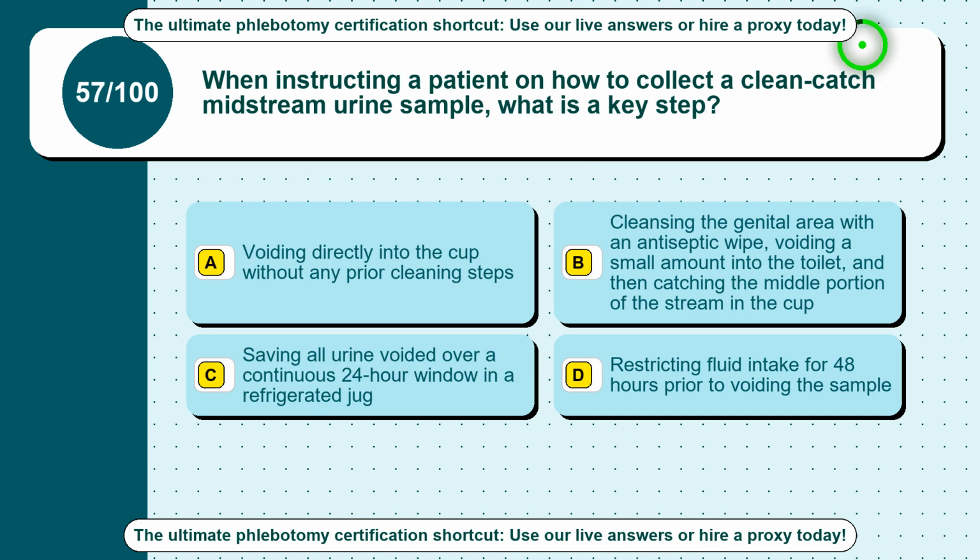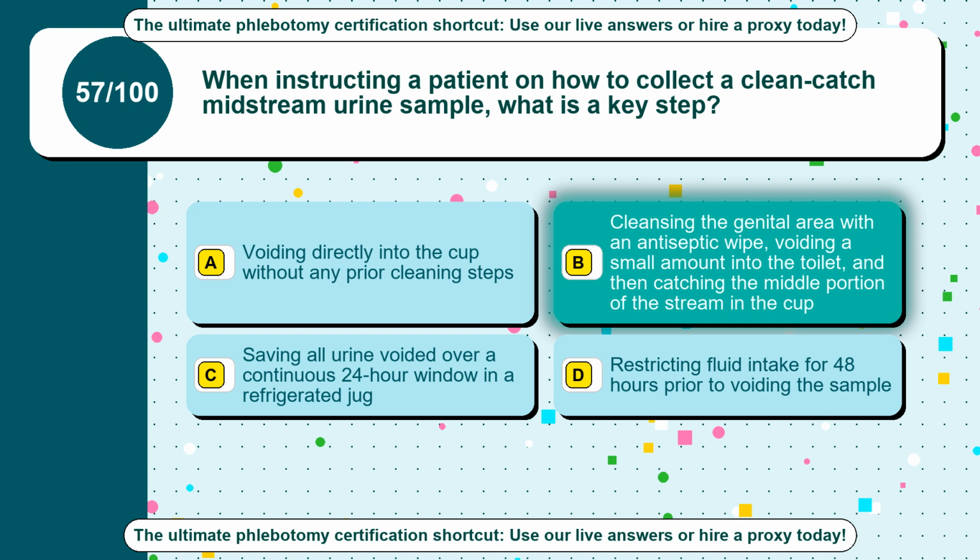Question 57. When instructing a patient on how to collect a clean catch midstream urine sample, what is a key step? Option A, voiding directly into the cup without any prior cleaning steps. Option B, cleansing the genital area with an antiseptic wipe, voiding a small amount into the toilet, and then catching the middle portion of the stream in the cup. Option C, saving all urine voided over a continuous 24-hour window in a refrigerated jug. Option D, restricting fluid intake for 48 hours prior to voiding the sample.